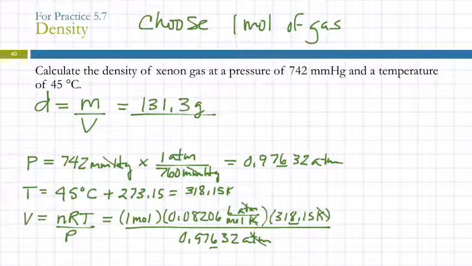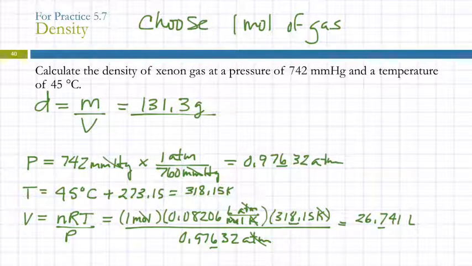Check those units. Atmospheres are canceling, kelvins are canceling, moles are canceling. I end up with a unit of volume. So I've got 0.08206 times 318.15 divided by 0.97632, 26.741 liters. That's the volume of 1 mole of gas at this pressure and temperature.